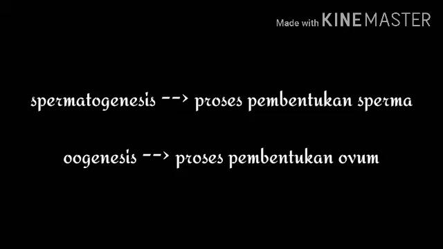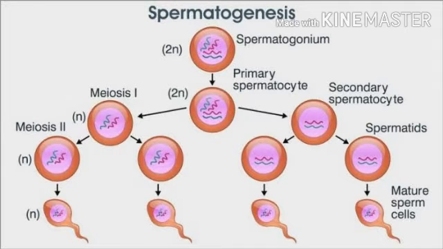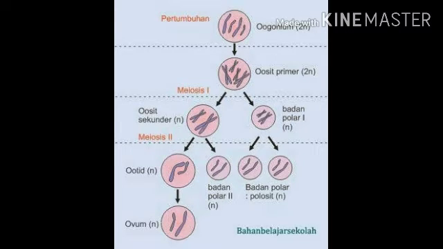Do you still remember how the process of oogenesis and spermatogenesis works? Let me remind you. Spermatogenesis starts from spermatogonium, then primary spermatocyte, secondary spermatocyte, spermatid, and lastly spermatozoa. Oogenesis starts from oogonium, primary oocyte, secondary oocyte, ootid, and ovum.